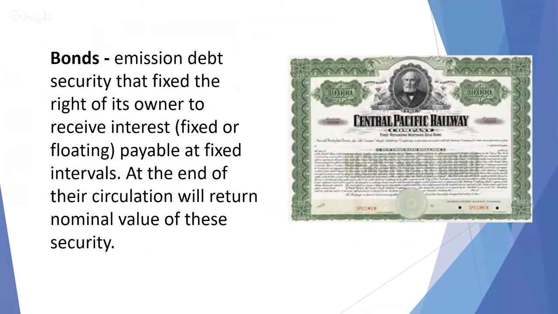Okay. So investors consider the most conservative instruments in financial markets, after banking deposits, to be bonds. A bond is an emissive debt security that fixes the right of its owner to receive interest, fixed or floating, payable at fixed intervals. At the end of its circulation, the nominal value of this security will be returned. So you can expect more profit from bonds than from a banking deposit, and they can also be a part of your investment portfolio. Lately, traders even use bonds as a short-term speculative instrument.